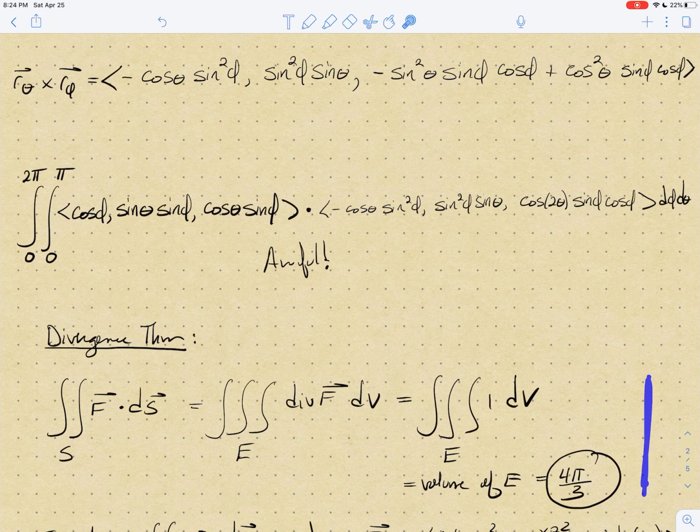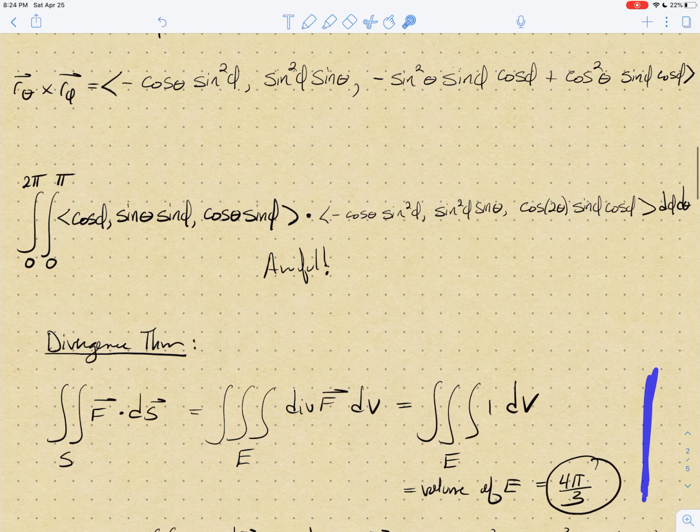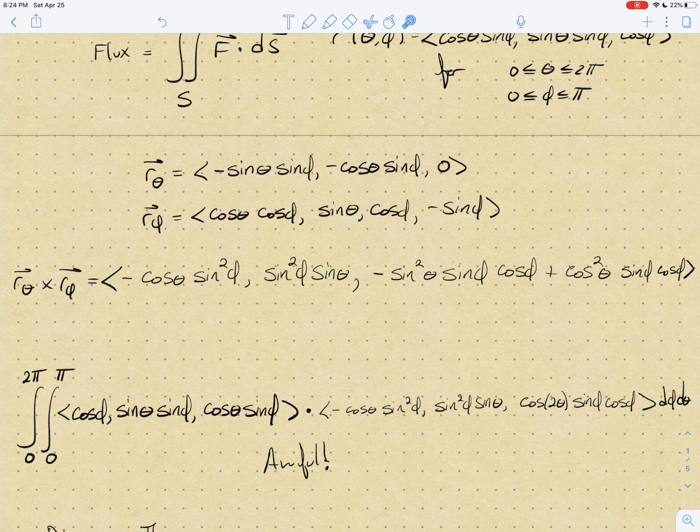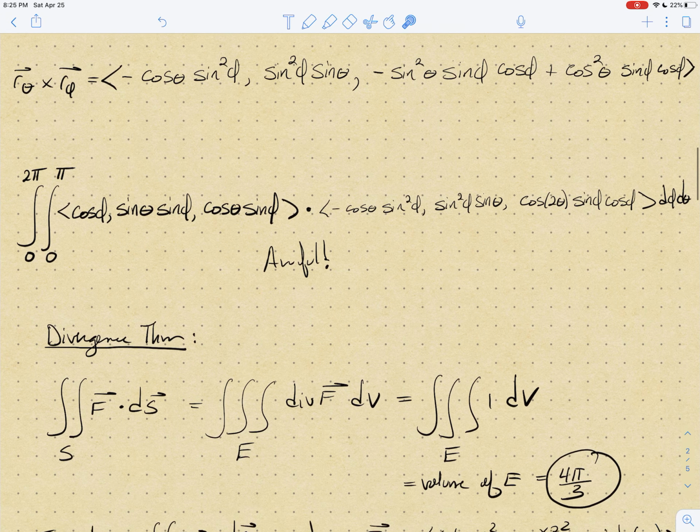I barely filled up a line for this solution versus I had just begun if we tried to do it direct. So the divergence theorem can be extraordinarily useful.